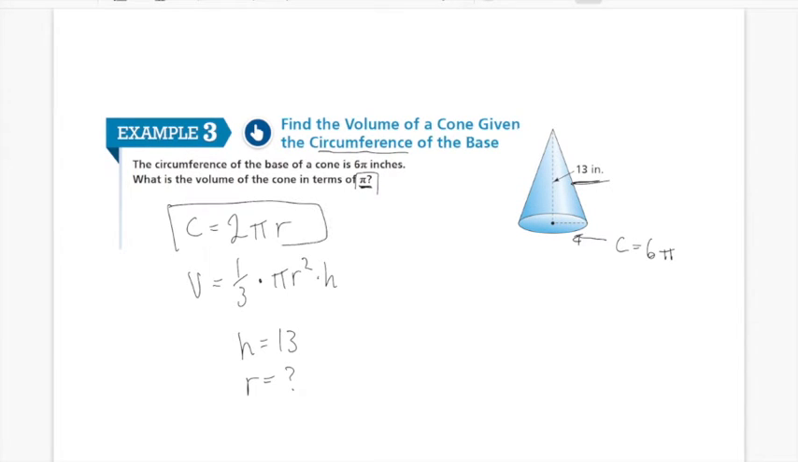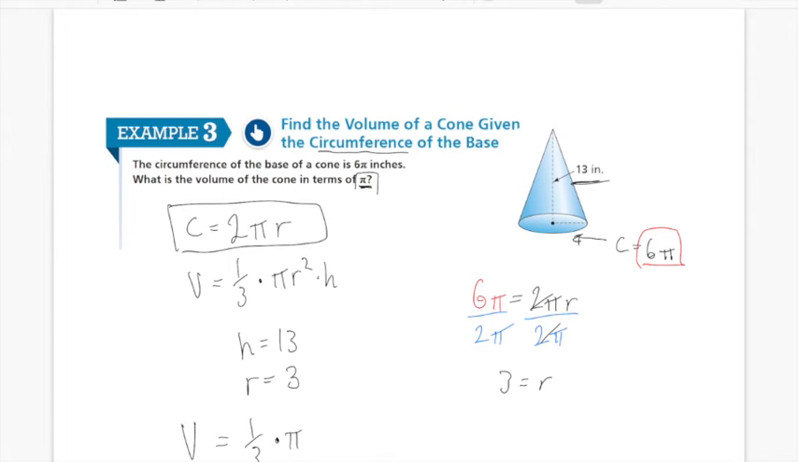So to find r, we will use our information for the circumference. We know the circumference is 6 pi. So 6 pi equals 2 pi times r. When we divide both sides by 2 pi, we get 3 is equal to r. So our radius is 3. Now that we know this information, we can find our volume. Volume is equal to 1/3 times pi times 3 squared times 13.